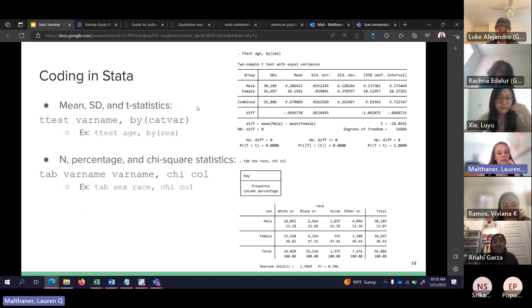Can you guys see my mouse move or no? Yes, okay, great.